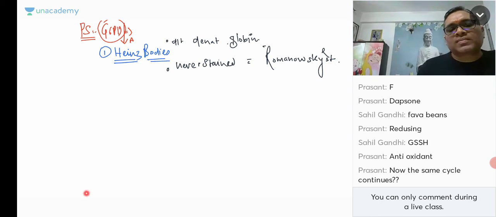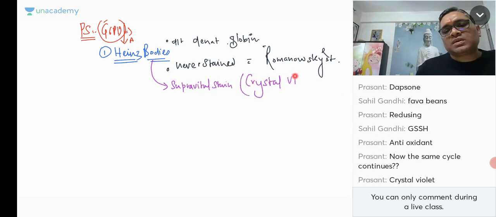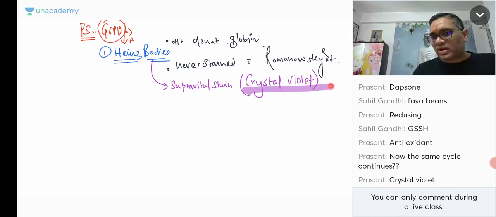So what stain can we use for Heinz bodies? For Heinz bodies, which stain should be used? A supravital stain, which is called crystal violet, right? So now you understood. Heinz bodies, denatured hemoglobin or globin, never stain with the Romanowsky stain. To visualize them, we have to use the supravital stain, which is called crystal violet. Clear? Right.